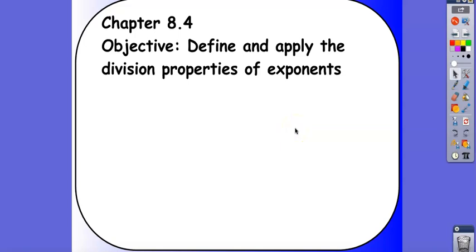Good morning, this is Miss Webb, and we're going to go over the division property of exponents. This one seems to give some of my students a hard time, so let me see if I can point out the things that are causing problems. Okay, so you want to pay close attention. Here we go.